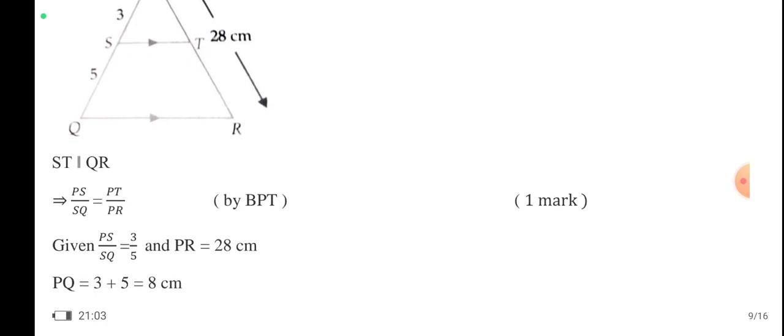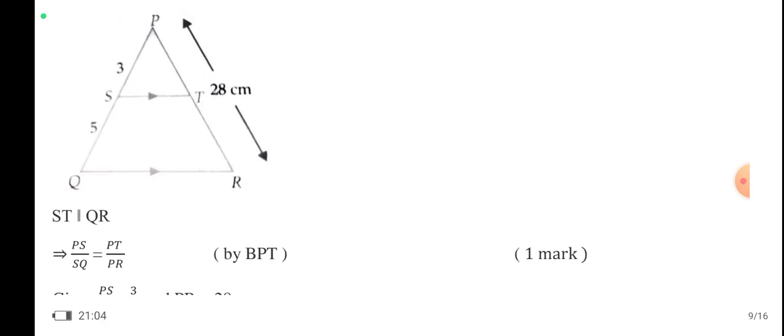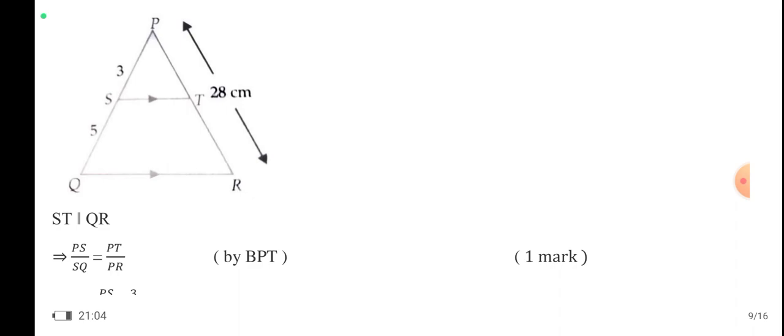23rd, easy. BPT only is going to be used. They said PER. They have given you PS and PQ.